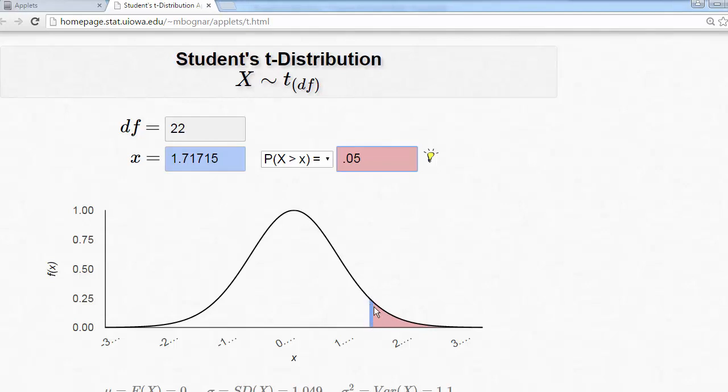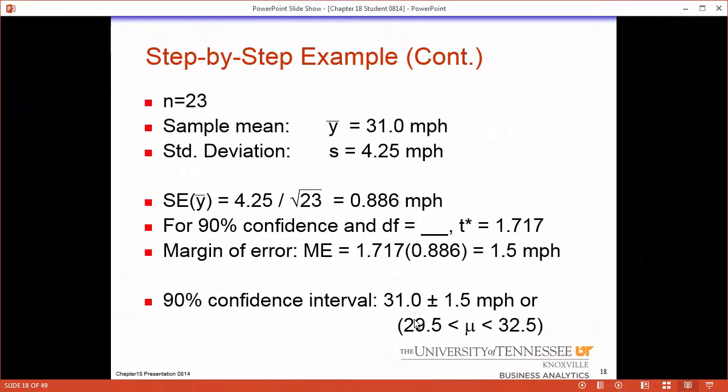Think about it. If 0.05 is over here and 0.05 is over here, let's view that visually. Let's put 0.05 over here. This would be a 90% confidence interval because 90 would be in the middle, between these 2 points where 5% is over here and 5% is over here. This makes a 90% confidence interval, and the t-statistic is 1.71715. And you see that right here.